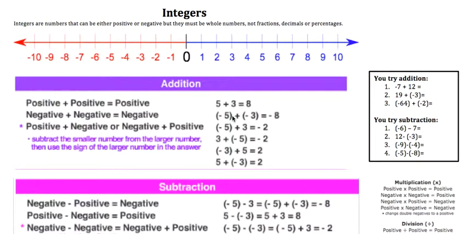In this math video, we're going to be learning about integers. Integers are numbers that can be either positive or negative, but they must be whole numbers. They cannot be fractions, decimals, or percentages.